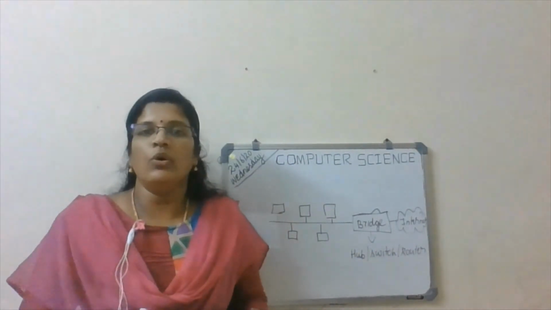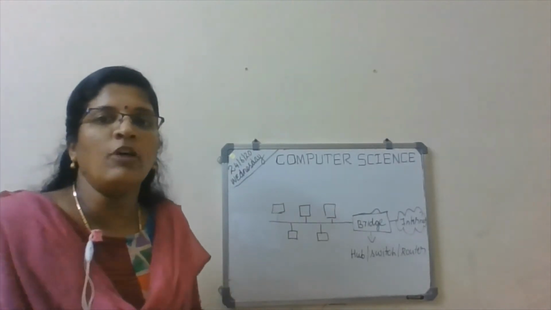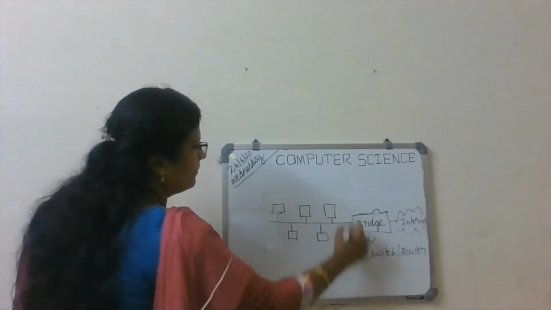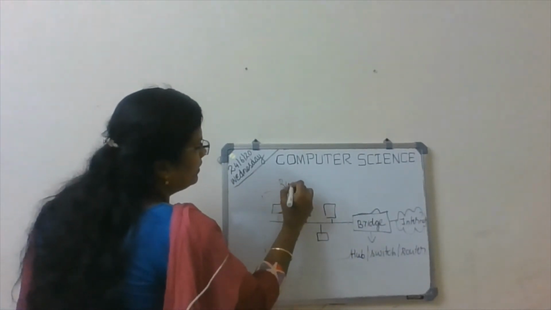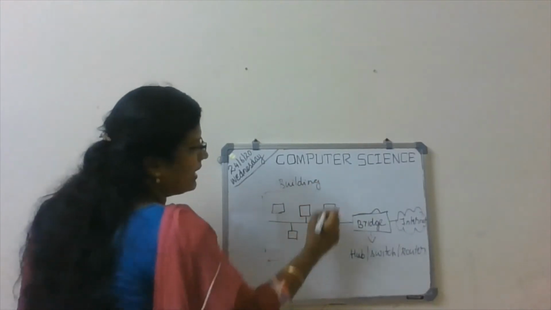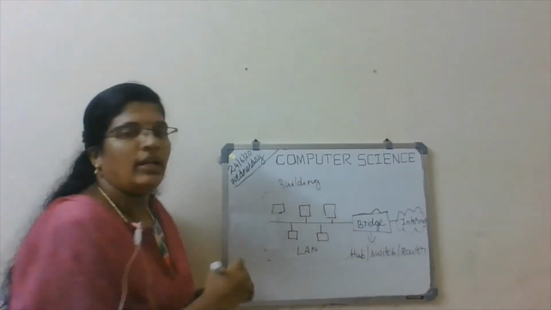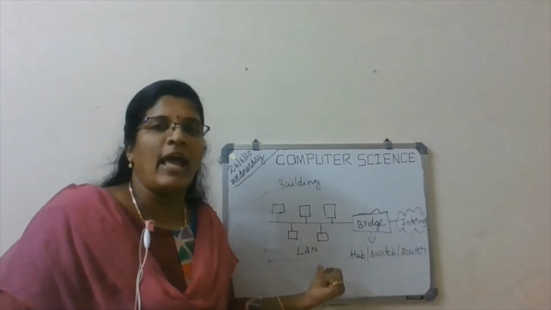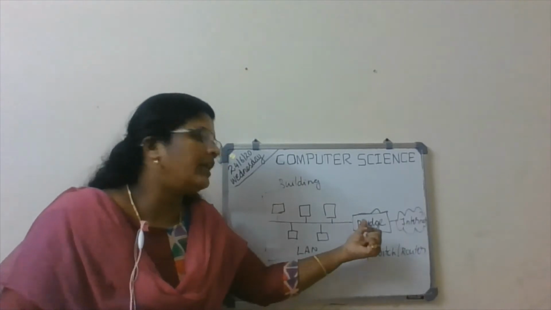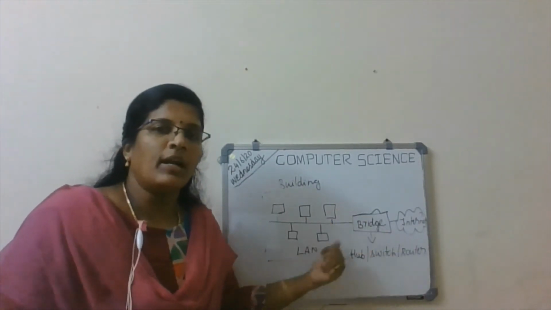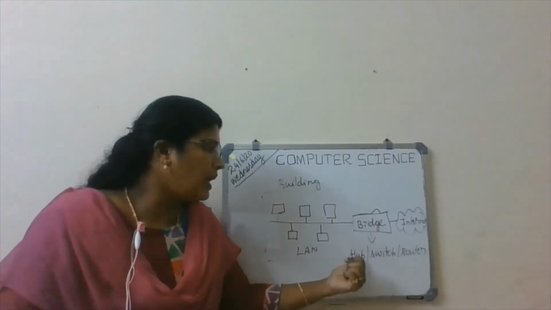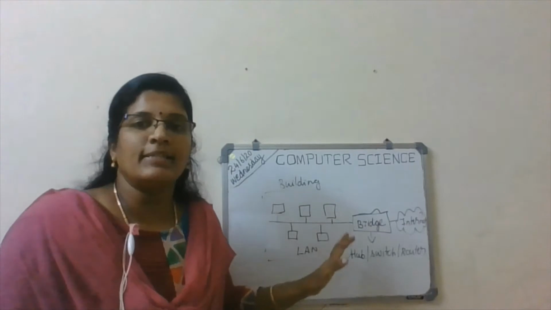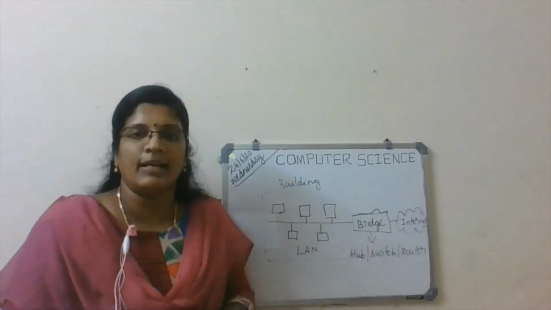This is a form of local area network. It is inside a building, one building, and this connection is called a local area connection. Within a building, we are connecting computers together with the help of LAN. When we connect with the LAN, we need a bridge. So the computers are connected with the help of this bridge. The bridge can be a hub or a switch or a router. Clear for everyone? So this is an example of how the LAN is connected.